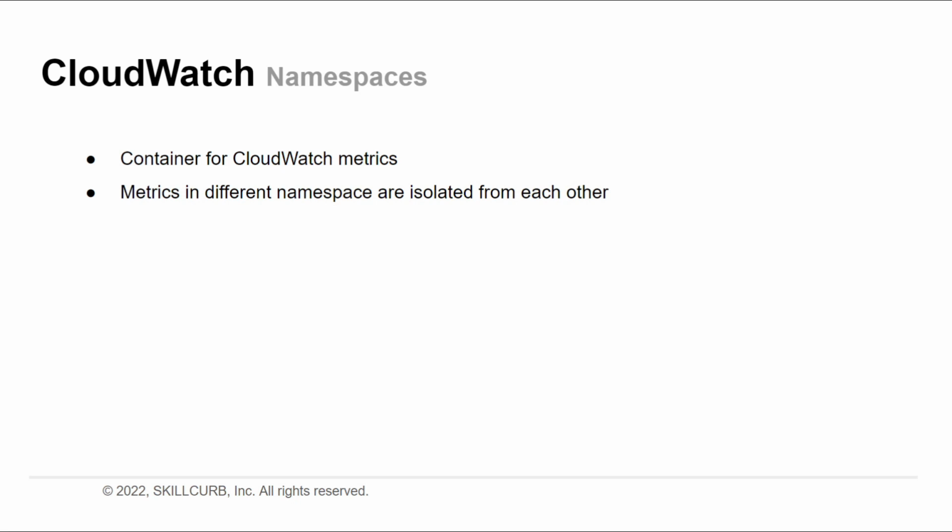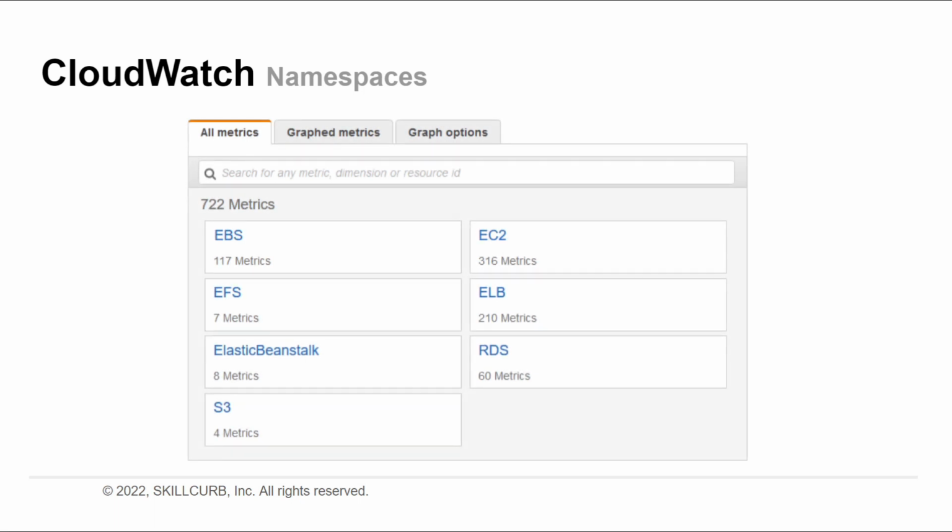into the same statistics. Here is a console view for CloudWatch, and we can see 7 different namespaces. Each one of them contains their respective metrics. For example, if you look at the relational database namespace, you will find 60 metrics inside this namespace. In the same way, if you look at the EC2 namespace, we have 316 metrics for this namespace.